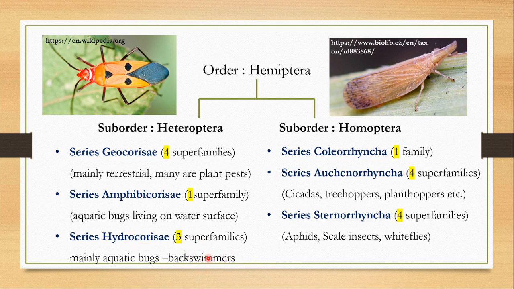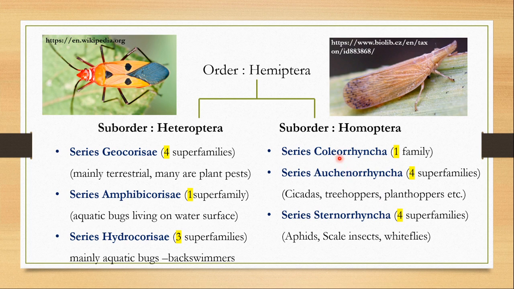There is a very interesting type of insect under this series, which are known as the back swimmers. They swim with their ventral side at the top, so their wings are in the water and the ventral side can be seen from the upper surface.